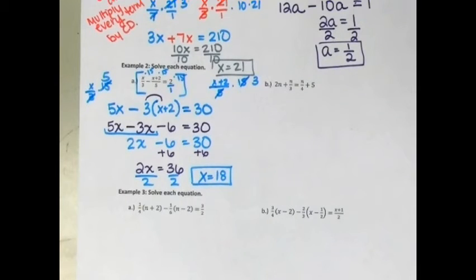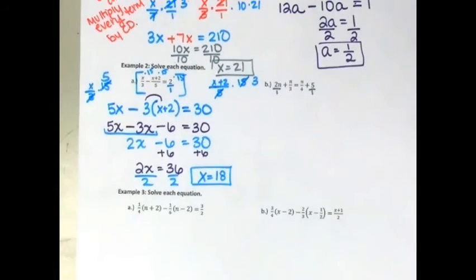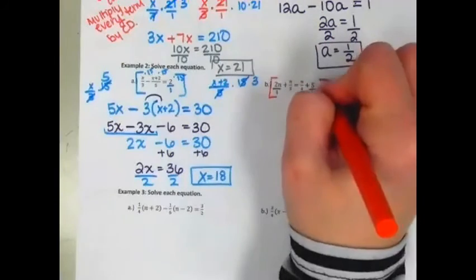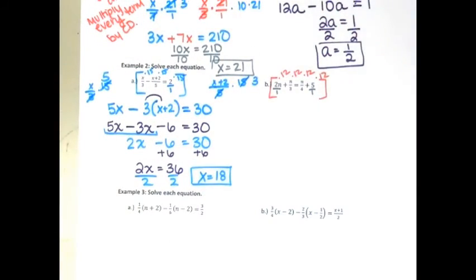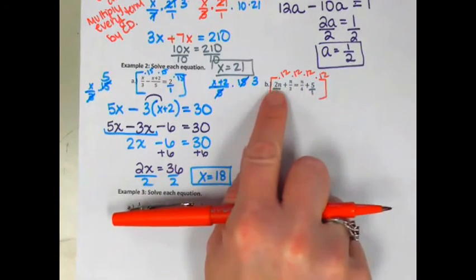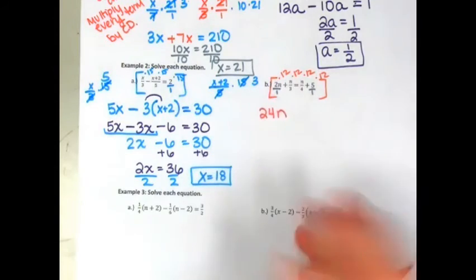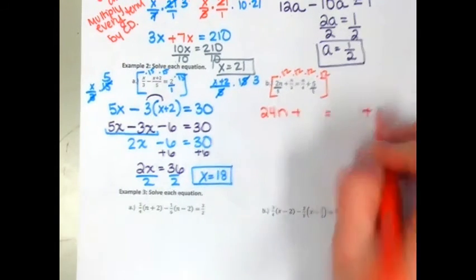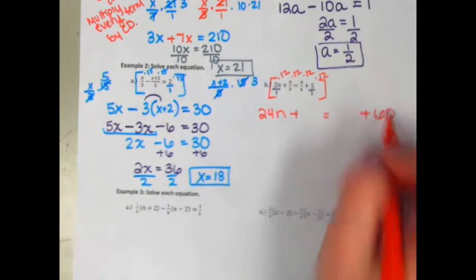Then B here. 2n is the same thing as 2n over 1, and 5 is over 1. So what's my common denominator between 1, 3, 4, and 1? 12, right? So I'm going to go ahead and multiply everything by 12. Can we do that? Yeah, let's do the ones that have over 1 first. What's 2n times 12? 24n plus. What's 5 times 12? 60. All right. So now let's do our middle terms.